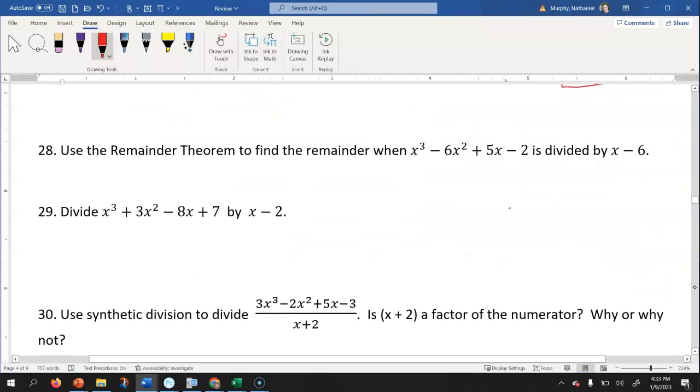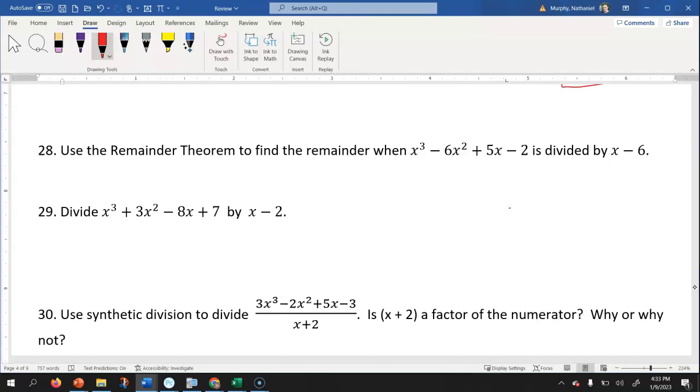All right, 28. We want to use the remainder theorem to find the remainder when that polynomial is divided by x minus 6. Now, there's a couple ways you could do that. You could do that using synthetic division, which I'm not going to do because it's not asking us to figure out what the answer would be. It's just asking us to find out what the value of the remainder would be. So we can use the remainder theorem.